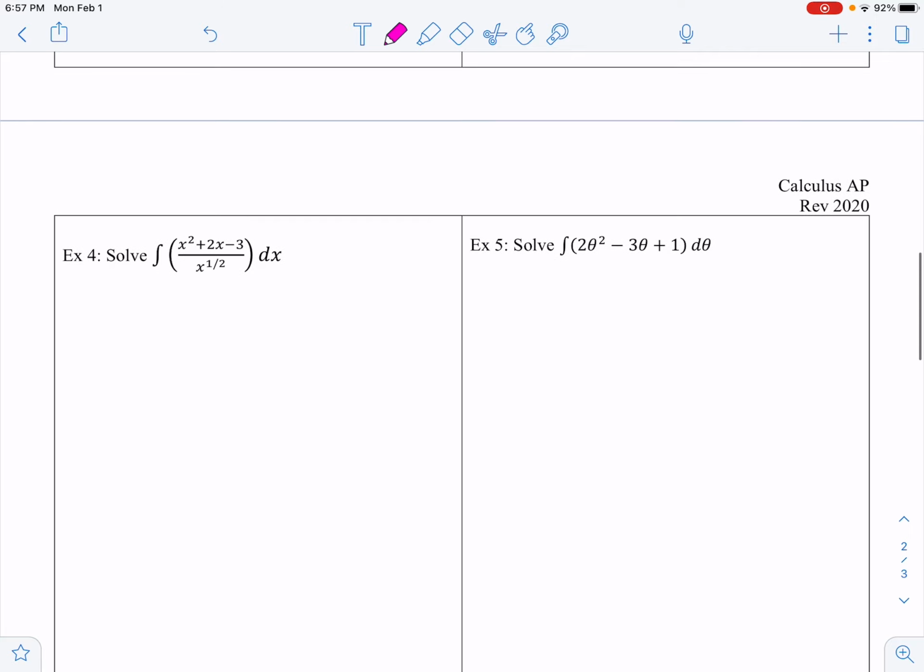Okay, this one, there is no quotient rule. Okay, no quotient rule.